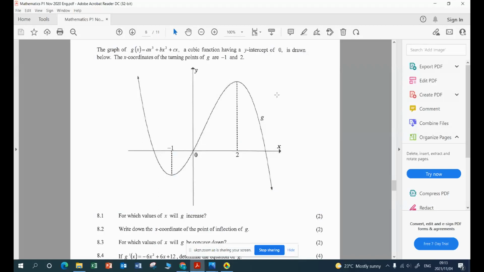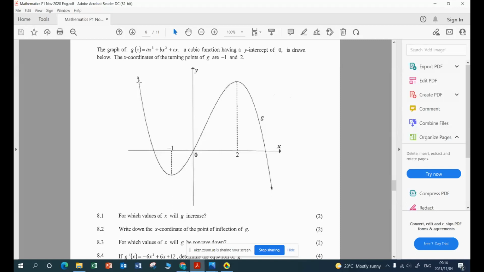And you write your answer: -1 is less than x is less than 2. You can also write your answer in interval notation. You can use round brackets because we are not including -1 and 2. So you write x is an element of, open round brackets, -1, comma 2. That is interval notation. The second question: write down the x coordinate of the point of inflection of g.